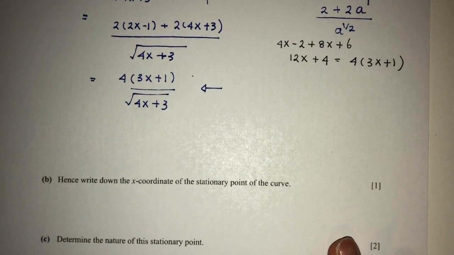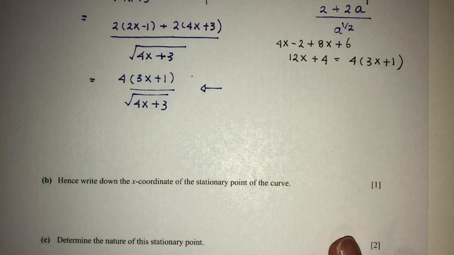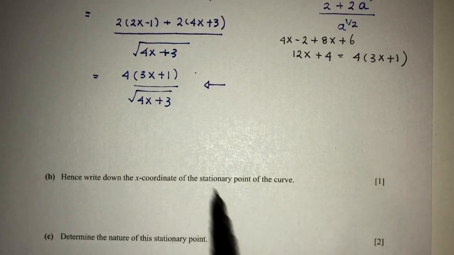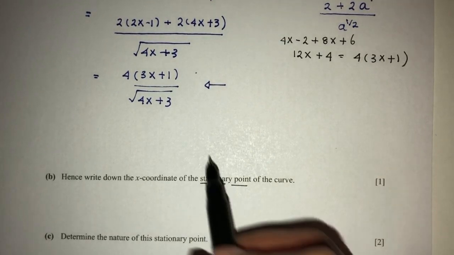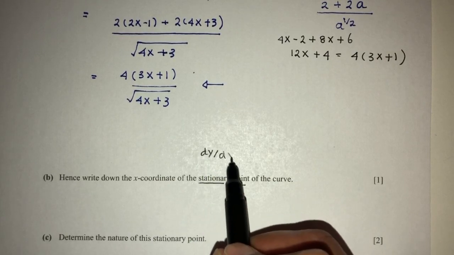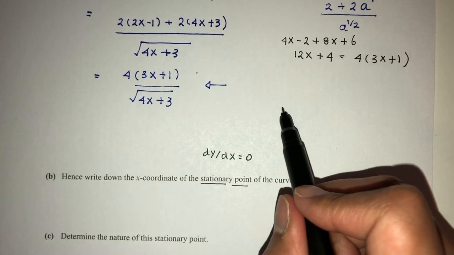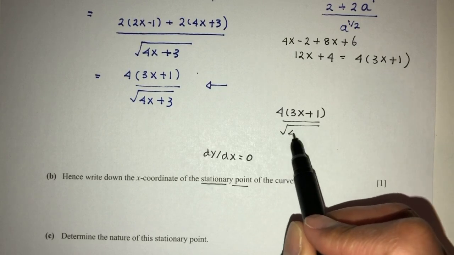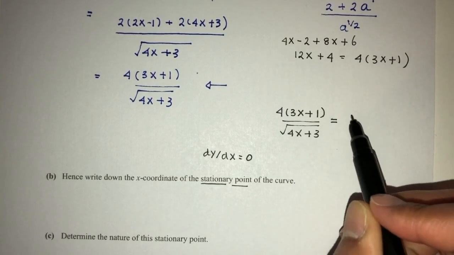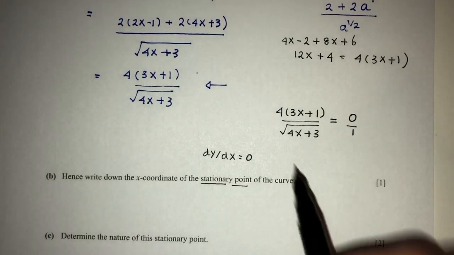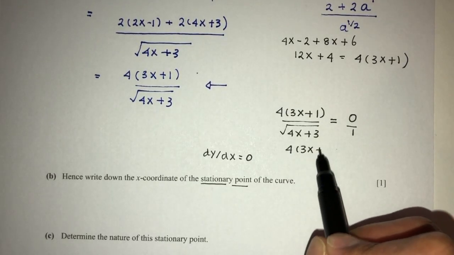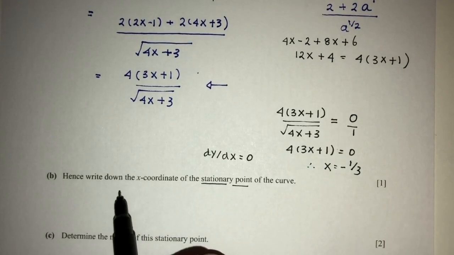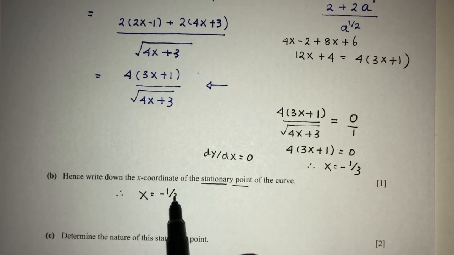Now part B, we have to hence write down the x value of the stationary point of the curve. So pretty easy. So when does the curve have a stationary point? We have to know that it is when dy by dx has to be 0. So let's equate that to 0. So that will be 3x plus 1 over this equal to 0. Now what is 0? 0 is 0 over 1. So we cross multiply, you will have 3x plus 1 equals 0. Solving for x will be minus 1 over 3. X will be minus 1 over 3.